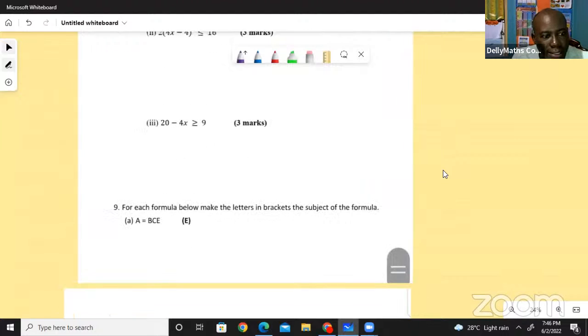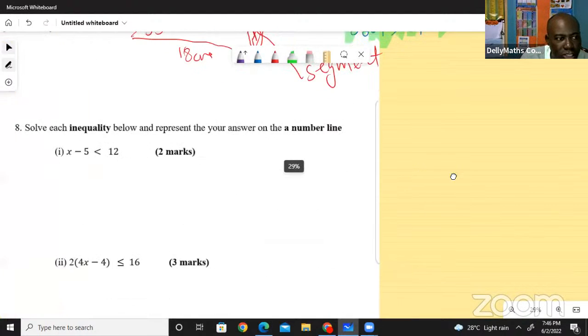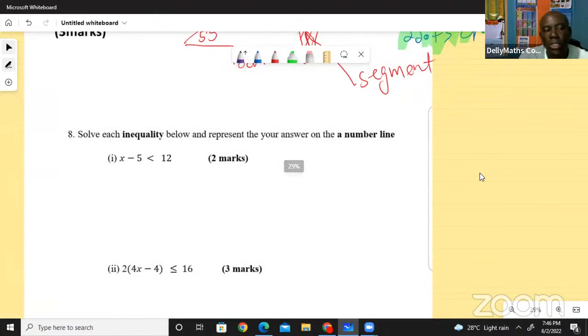We're on the last couple pieces there. Guys, I hope you just stay to the end. Let us just wrap this up. We're almost done. At number 8, you're going to get some inequalities. And then it's going to say solve the inequalities and then put your answer on the number line. We want to do this. You don't want to throw away your marks.